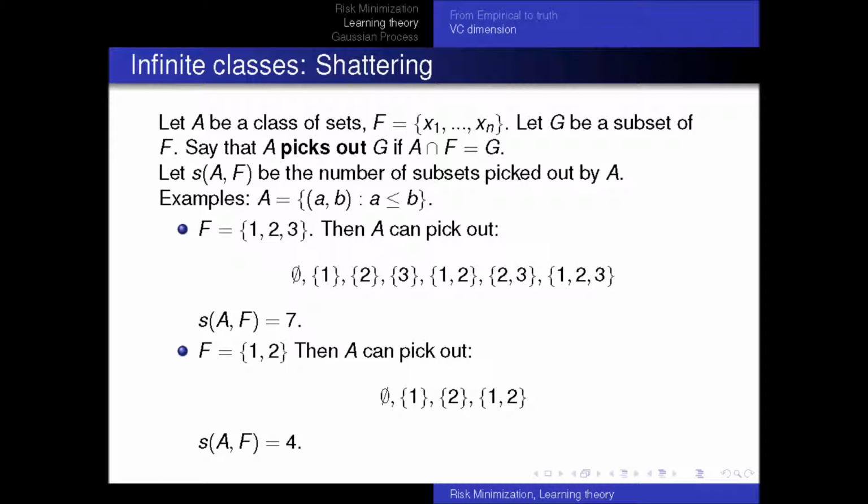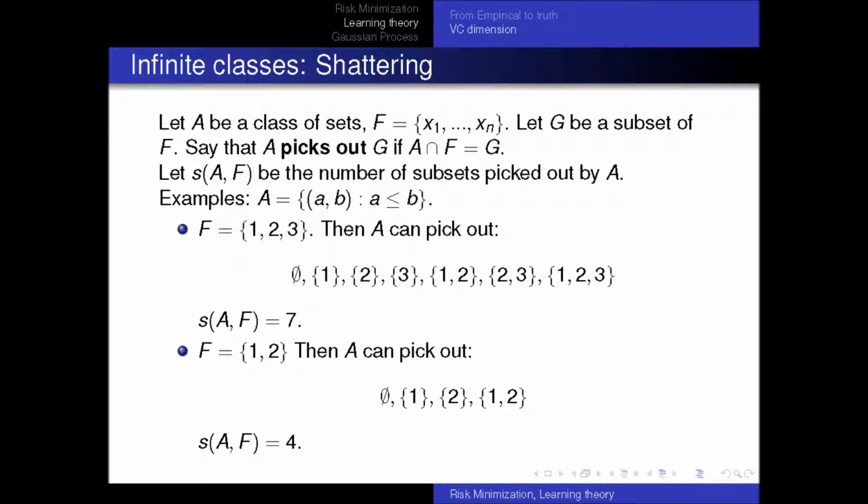Oh, sorry, I made a typo. It should not be there. So, okay, it can pick out only 7 subsets. What if F equals {1, 2}? Then A can pick out all subsets, right? So S_A(F) equals 4.